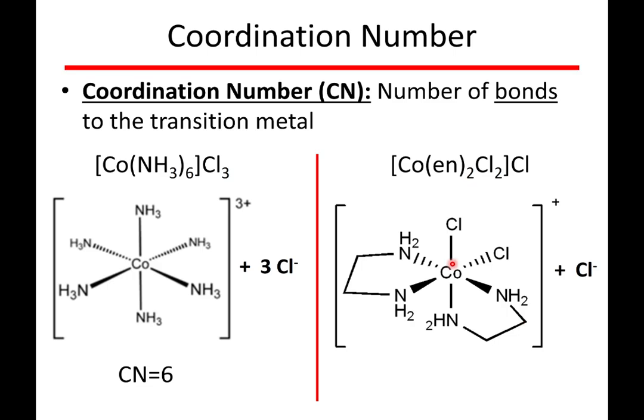Now, in the case of this complex, we still have a coordination number of 6 because even though there are only 4 ligands attached, 2 of them are ethylene diamines and they attach twice to the transition metal, right? We have 1, 2, 3, 4, 5, 6 total bonds to the transition metal, so the coordination number is still 6. Determining the coordination number helps you to determine what the geometry of the complex will be.